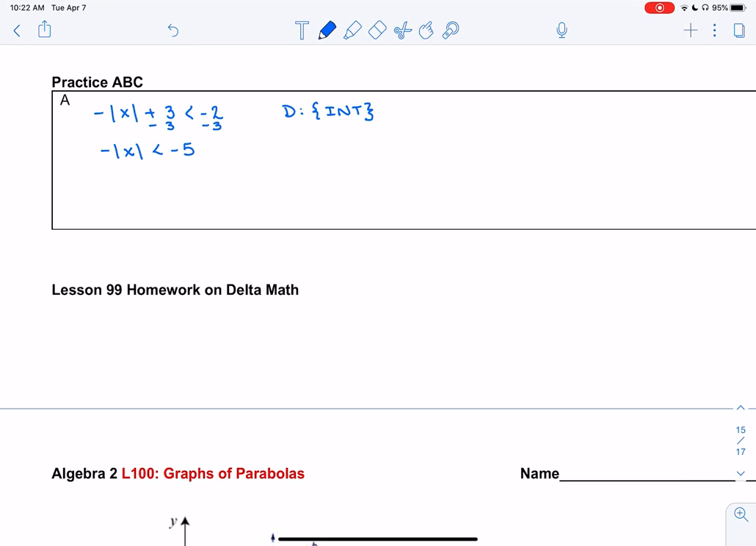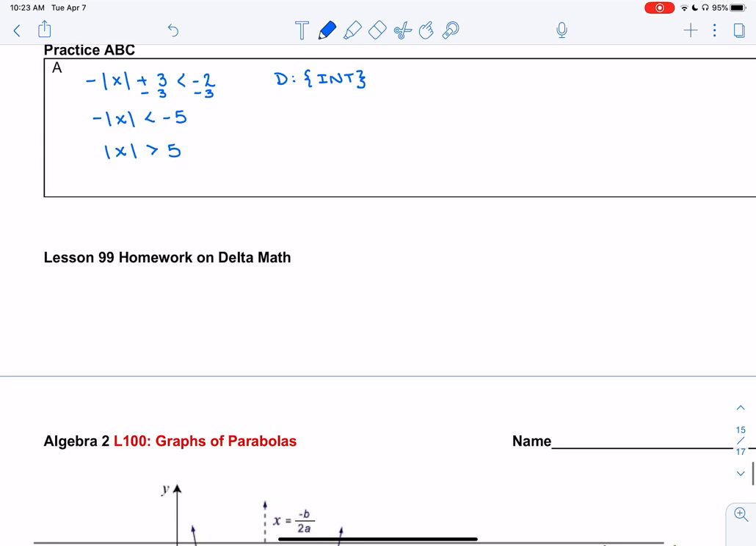And then I need to get rid of the negative out in front, so I multiply a negative to both sides. When I do that, it flips my symbol in the middle and changes it to a greater than symbol, and then -5 becomes +5. So I have the absolute value of x is greater than 5. Well, this shouldn't have any kind of no solution to it because we have a positive number on each side. So instead, I'm going to break that into my 2 solutions.